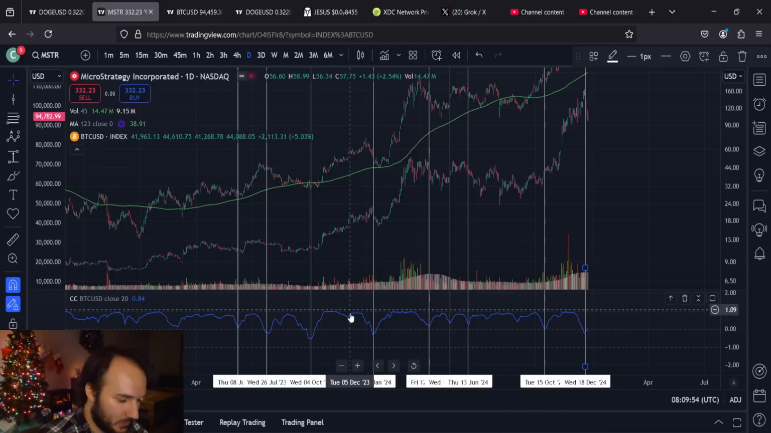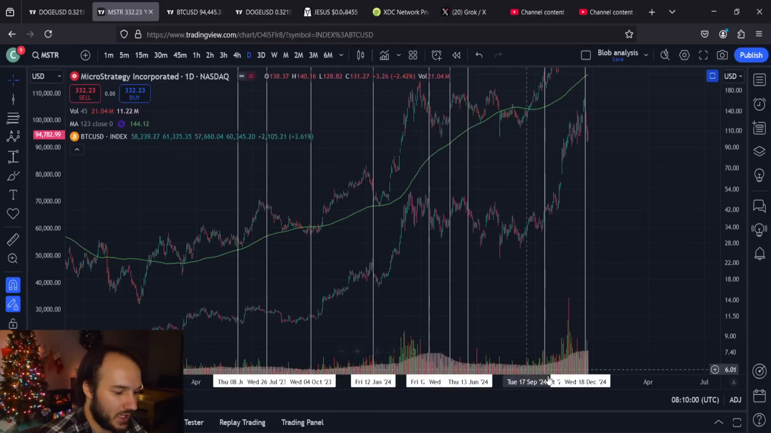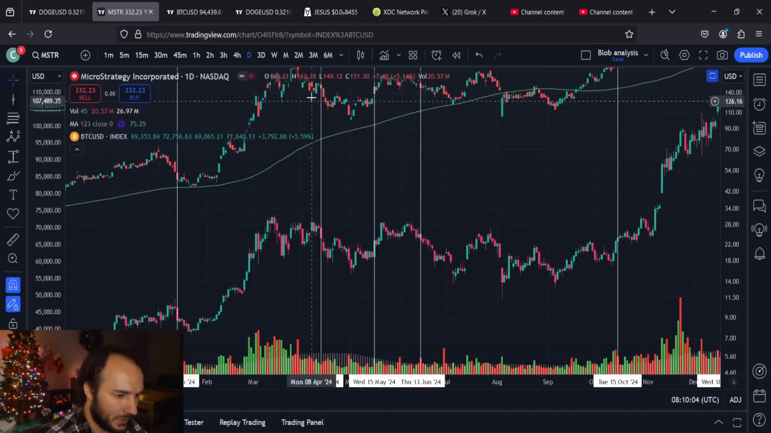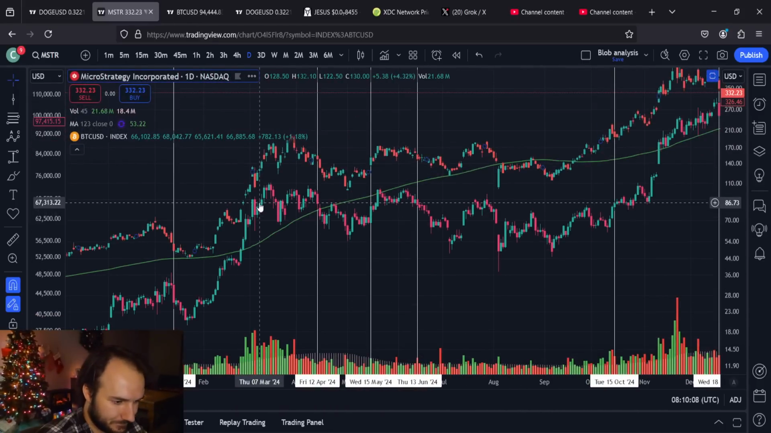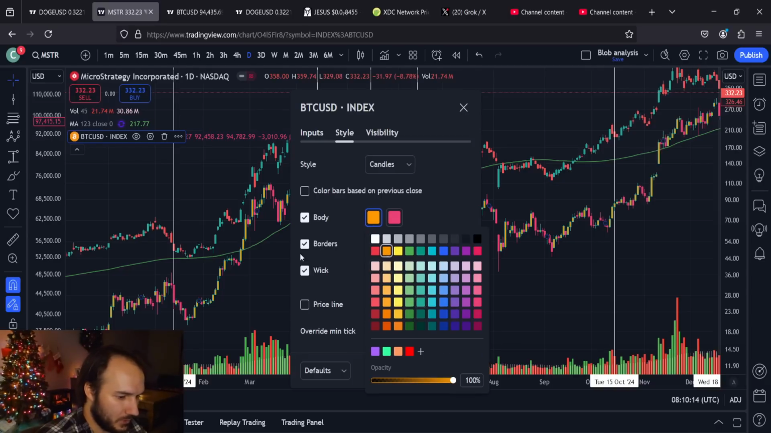So what I want to do now is, now that we have all those little dips, the bottoms of those dips marked with these vertical lines, now I want to look at the price and I want to compare it to what Bitcoin did along with what MicroStrategy did. Okay, so looking at Bitcoin here, I'll change the color so that it's a little bit more obvious. Oh, maybe this will be more obvious. There we go, orange.